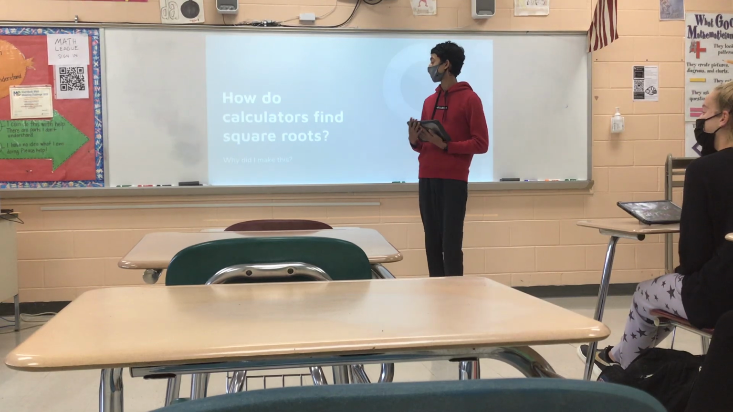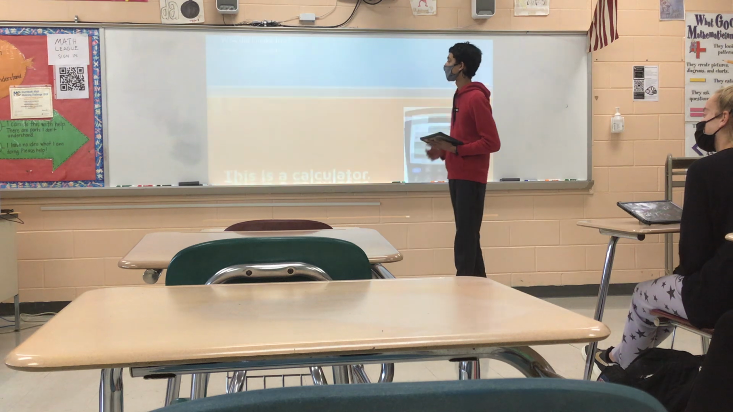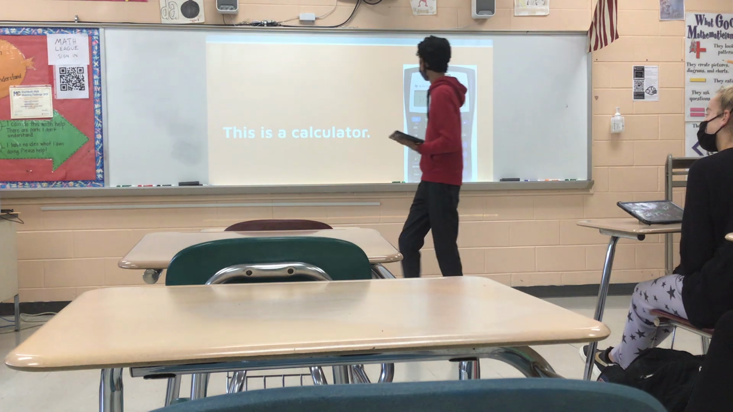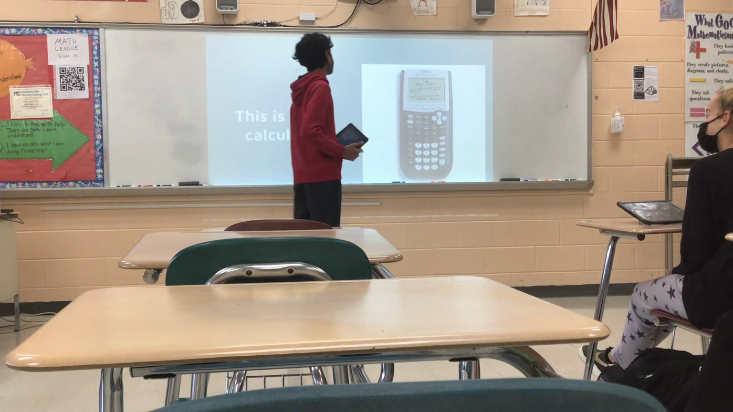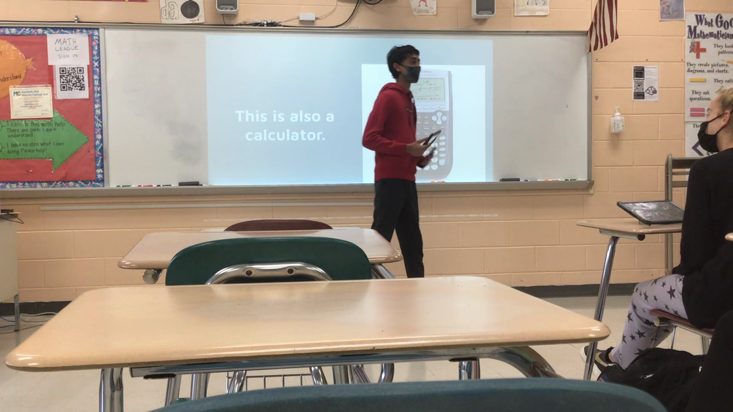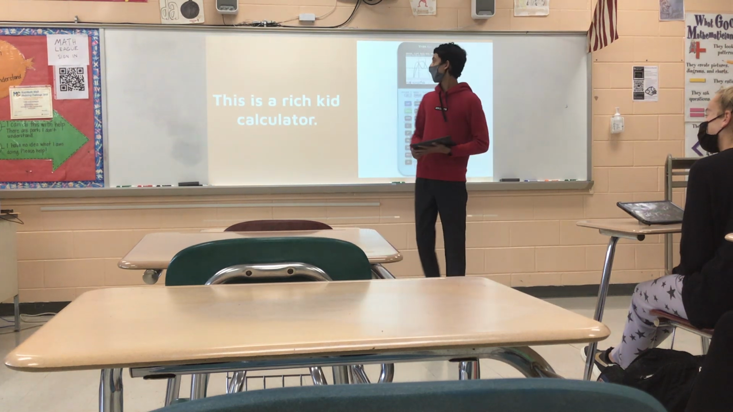How calculators find them, actually. And I'm still a bit confused as to why I made this, but this is a calculator, and you use this one in elementary and in middle school. It's just a normal Texas Instruments one. This is a graphing calculator most of you have in your bags. But some of you might also have this one, which is the rich kid calculator.